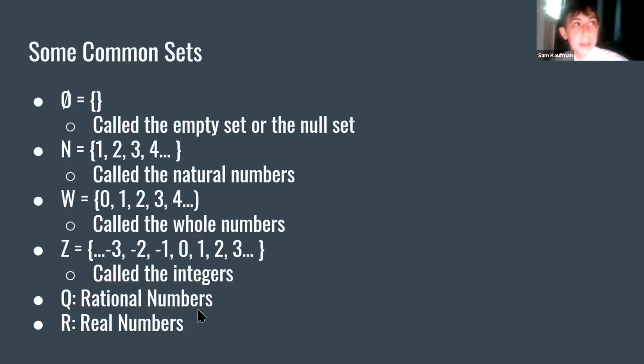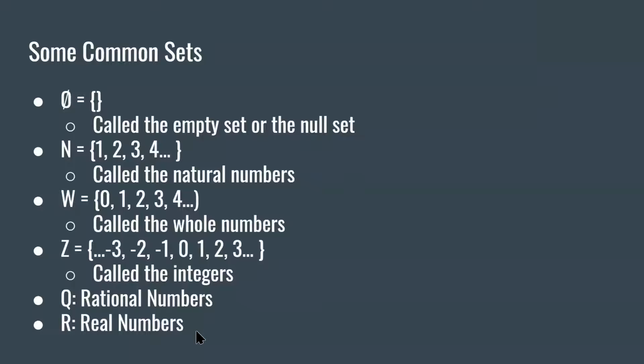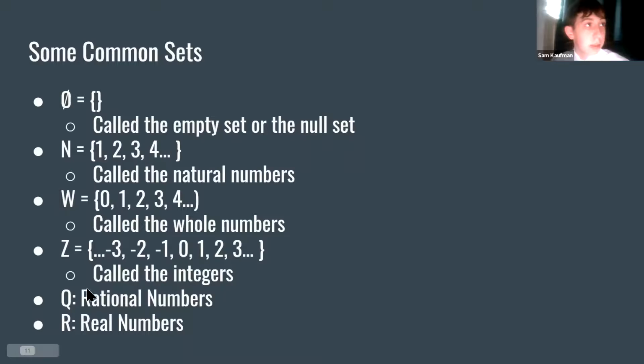I didn't list them. The integer Z. What did you say? Why does the Z stand for integers? Oh, I believe the German word for integers starts with a Z. I'm pretty sure that's why. Thank you. Yeah. So then Q is the rational numbers and R is the real numbers.